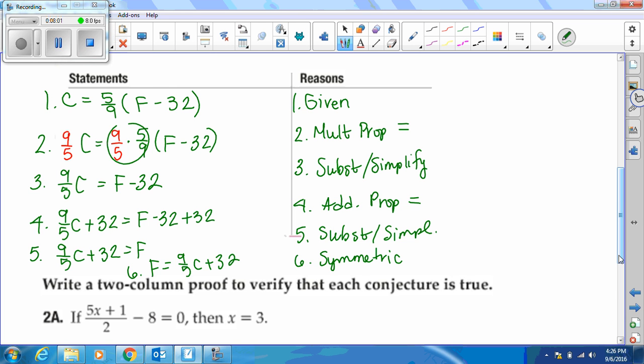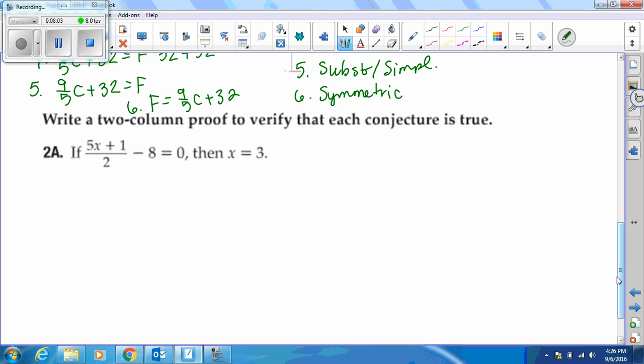Okay? So now we're going to do this again, right? Two-column proof. So you set up your statements and reasons.